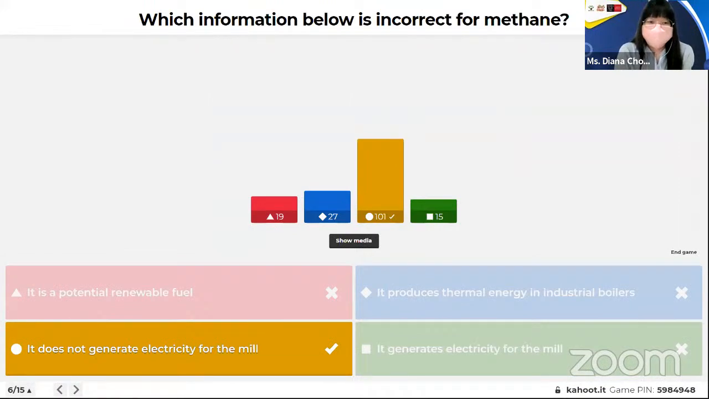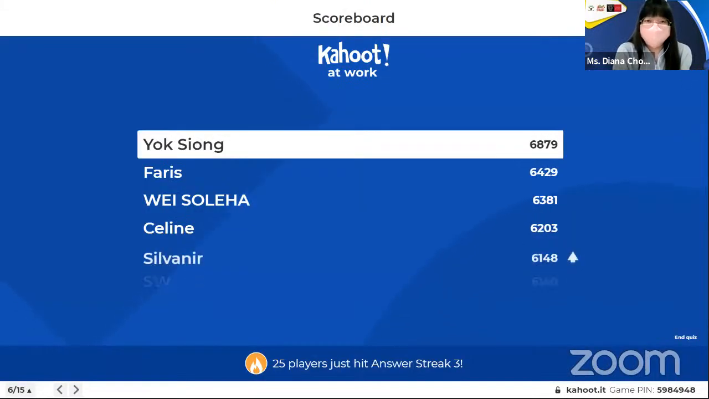Okay, so the answer is it does not generate electricity for the mill. A total of 101 participants got this correct. Let's see if Yok Seong continues. Okay, so it does, followed by Faris, Wei Soleha, Celine, and we have a new person, Sylvanier, in the 5th position. Next question.